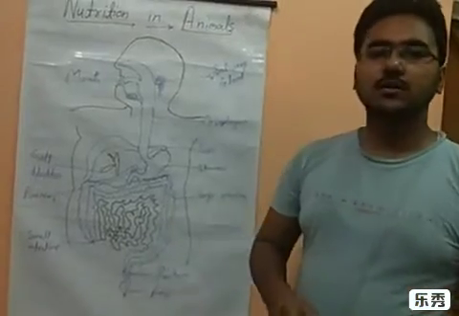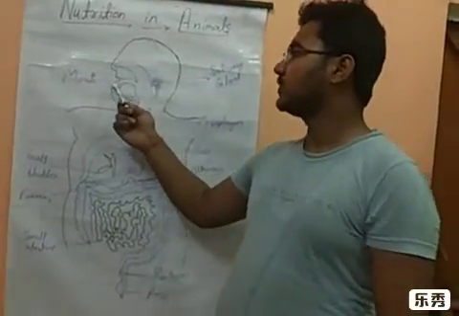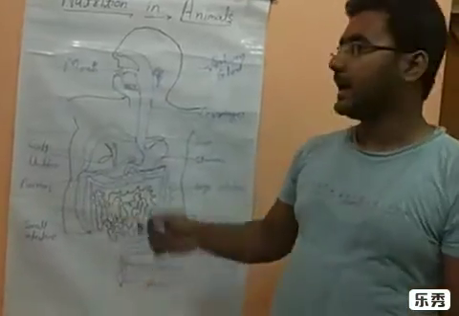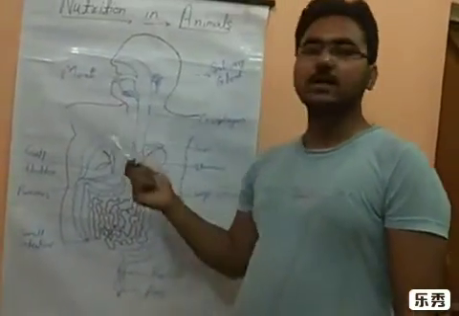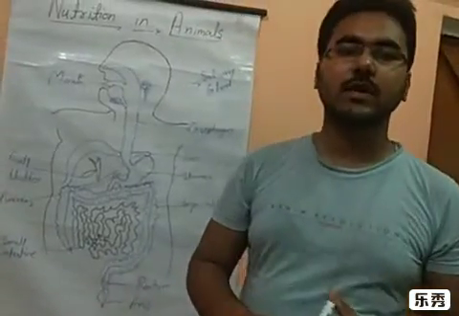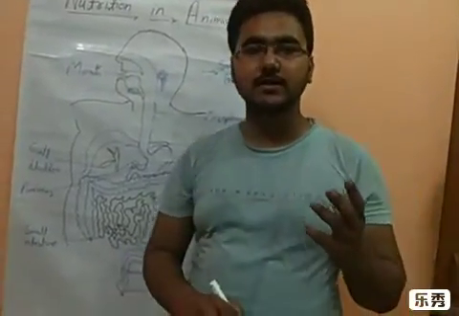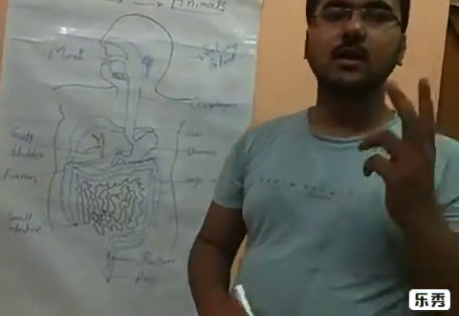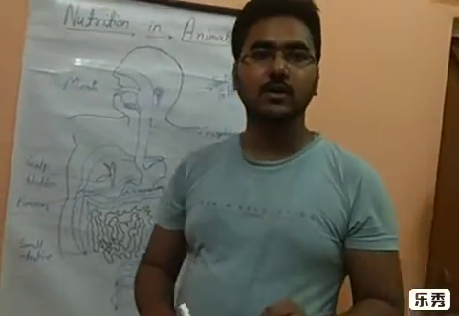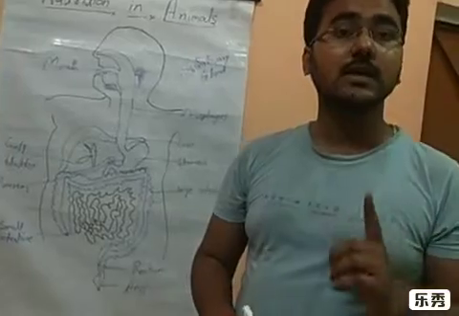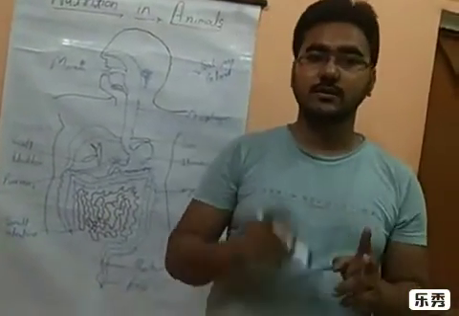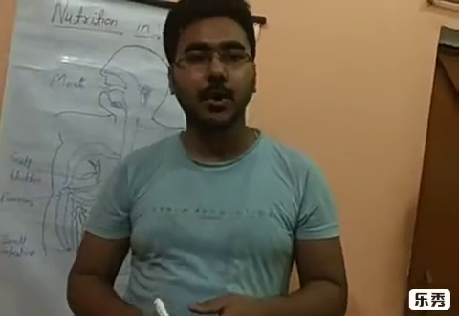In ingestion, the human takes food through the mouth. From this portion, the human is taking food. After taking that food inside the mouth, they begin to chew it with the help of the teeth. Our teeth have three categories: incisors, canines and molars. Molars have two categories: simple molars and premolars.